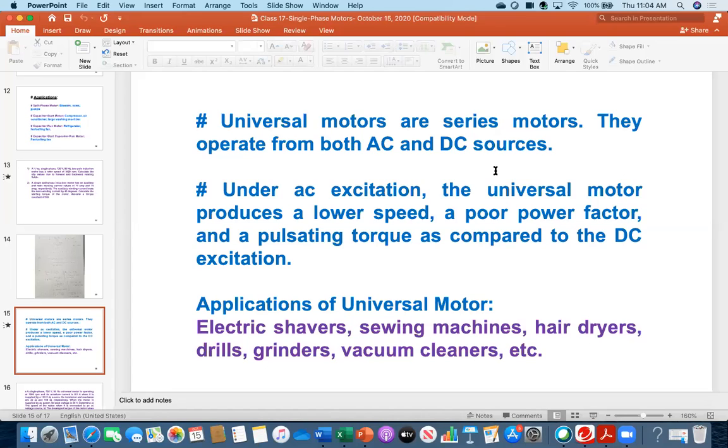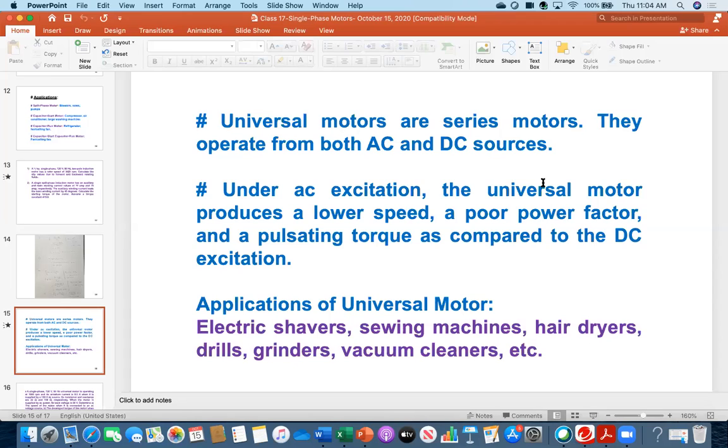But you can easily guess that of course there is some difference between the application of AC and DC. For sure that motor will behave differently. You will not get the same type of response, the same type of output, by the DC and the AC. I have written something here for you ahead of time. Under AC excitation, meaning when you are powering the motor by AC, the universal motor produces lower speed, poor power factor, and pulsating torque as compared to the DC excitation, meaning the DC application.